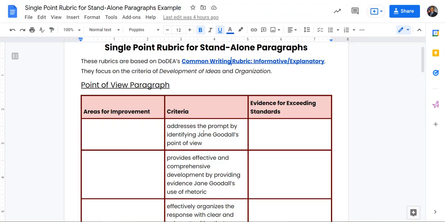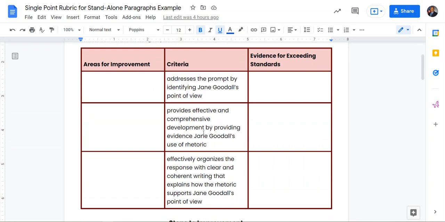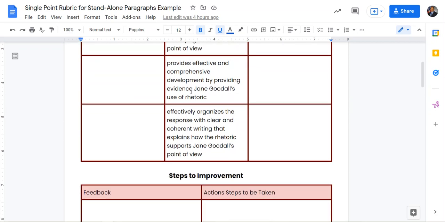So based on that rubric, based on those bullet points in that rubric more specifically, I came up with some criteria, and then I just typed in some language to make it apply specifically to this assignment. So for my criteria, I want them to address the prompt. I want to make sure that they're on topic. I want them to provide effective and comprehensive development. What does that comprehensive and effective development look like? They're going to provide evidence of Jane Goodall's use of rhetoric, which we had them do in a graphic organizer. And then they're going to effectively organize the response with clear and coherent writing.